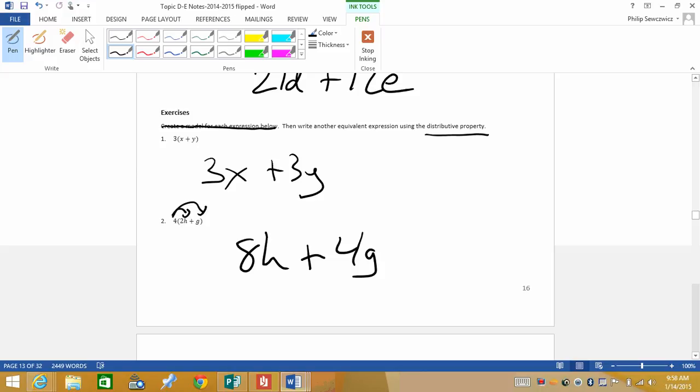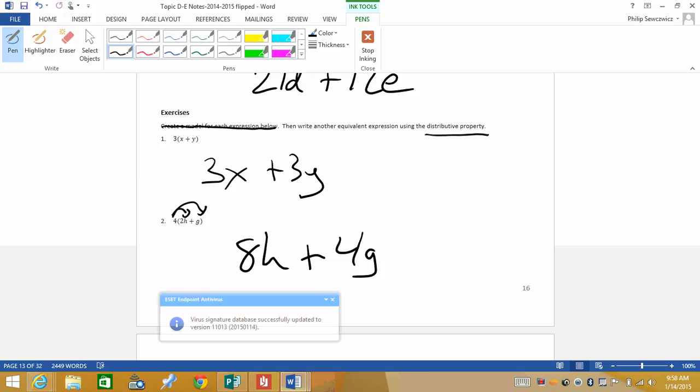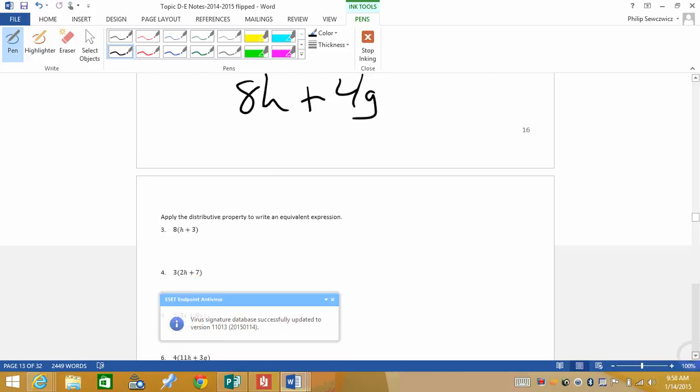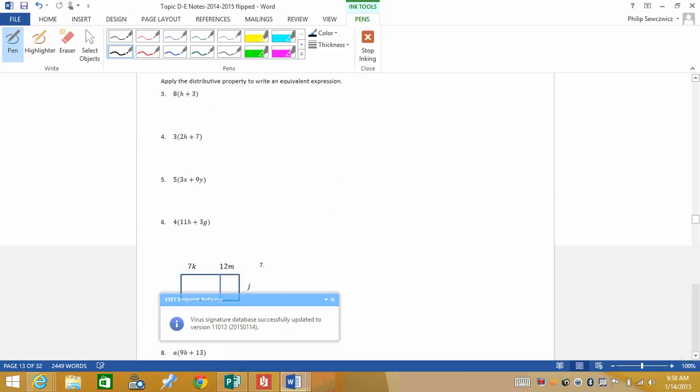The phrase here is like terms. That's the phrase you're going to start hearing more and more. Call the h something, call them horses, call them goats. When you add horses and goats together, you still have horses and goats. All right, so let's finish things off here.